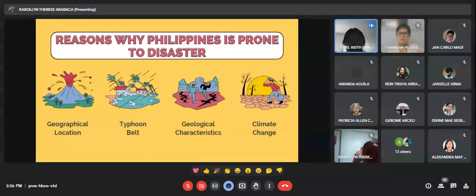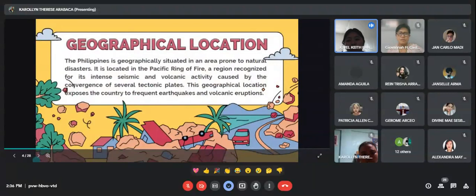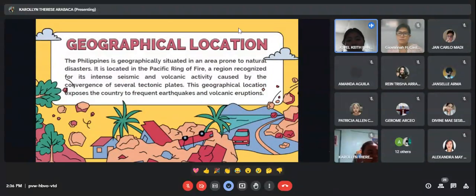So, reasons why the Philippines is prone to disaster po, meron po kaming apat, which is yung geographical location, typhoon belt, geological characteristic, and climate change. Next po. For the geographical location po, the Philippines po kasi is matatagpuan sa region na kilala for frequent natural disasters po due to its location po na nasa Pacific Ring of Fire po.